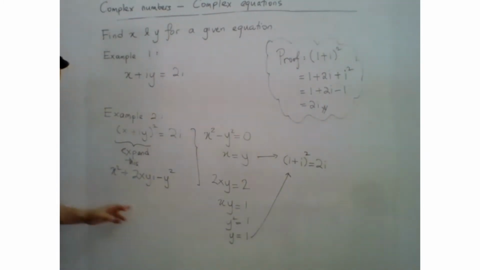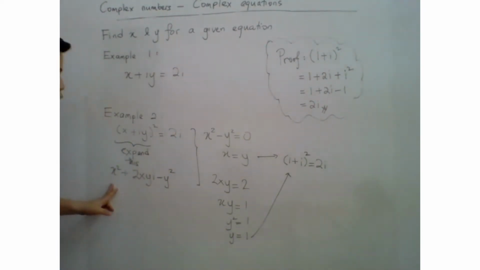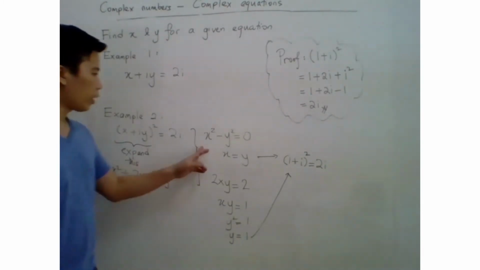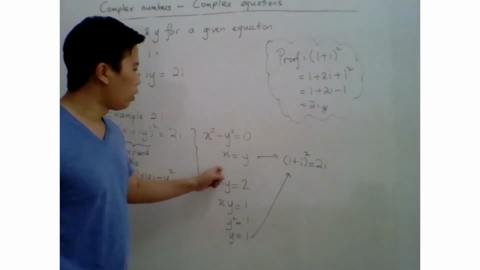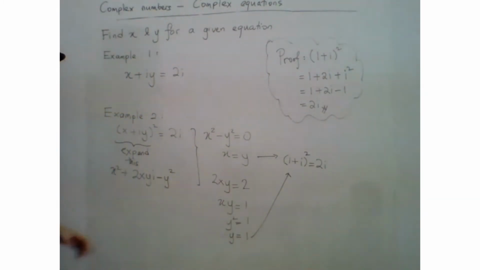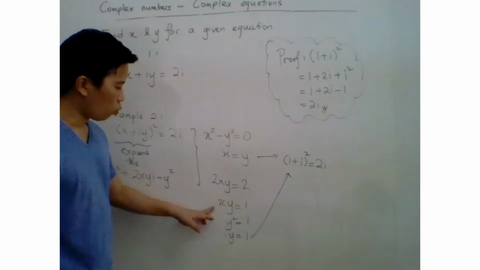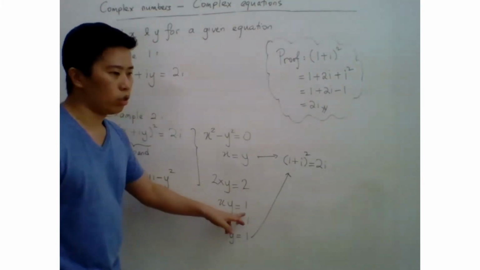Here we identify that x squared minus y squared is the real part of the complex number. But in this case, the real part of the complex number is equal to 0. So therefore we have x squared minus y squared equals 0, and x is going to be equal to y. So let's look at the imaginary part. The imaginary part here is 2xy, which is equal to 2. And therefore x multiplied by y is going to give you 1.